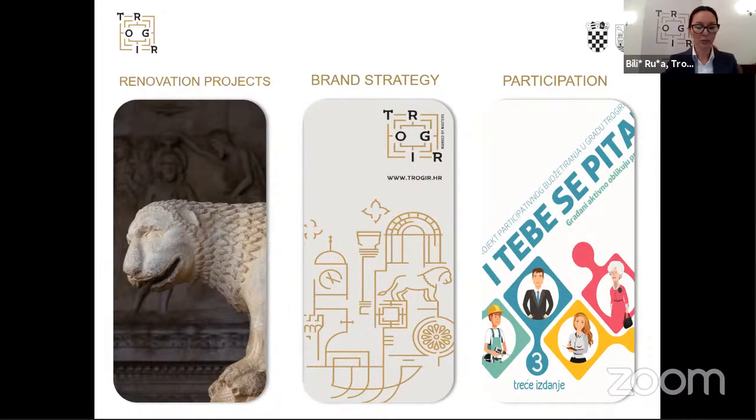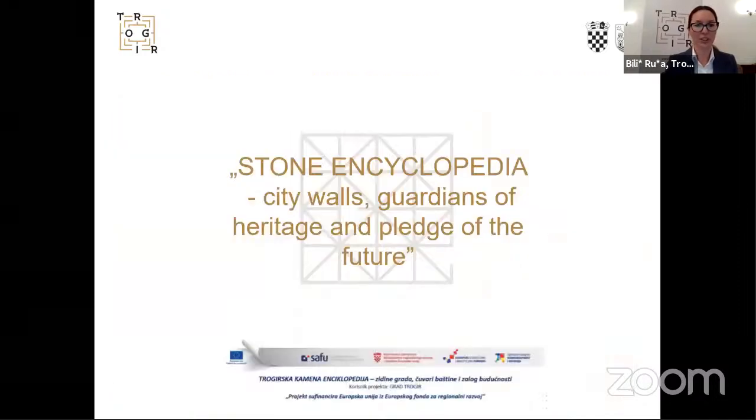In all 3 projects, we have incorporated the participation of the public, key stakeholders, and local people to raise awareness of the importance of heritage for our city. Also, we involve local people in shaping the space, as well as in the decision-making process on spending their money, the budget money of the city, the local administration. The first project is called the Stone Encyclopedia.